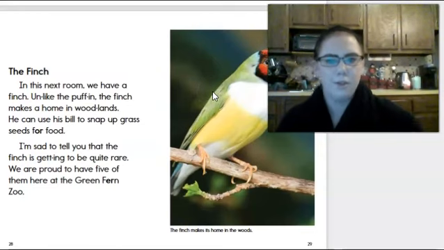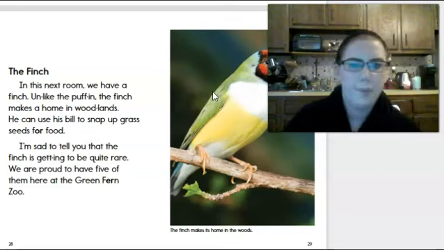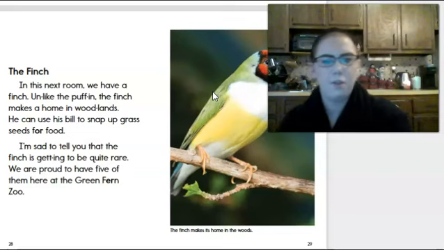The finch. In this next room, we have a finch. Unlike the puffin, the finch makes a home in the woodlands. He can use his bill to snap up grass seeds for food. I'm sad to tell you that the finch is getting to be quite rare. We are proud to have 5 of them here at the Green Fern Zoo. And the picture's caption says, the finch makes its home in the woods.